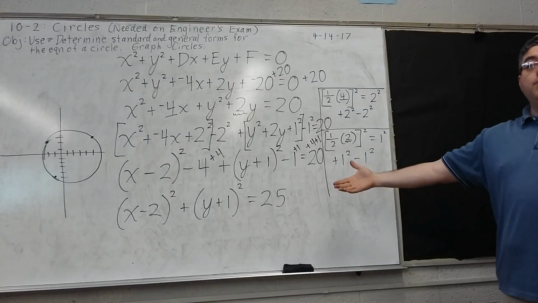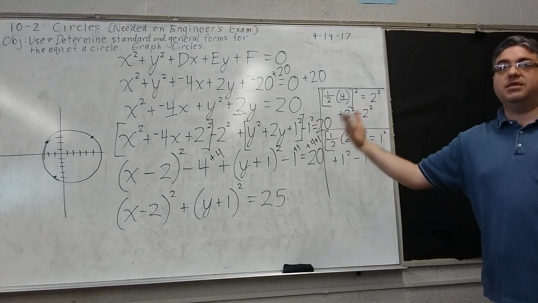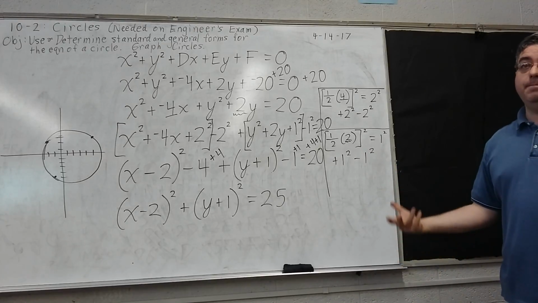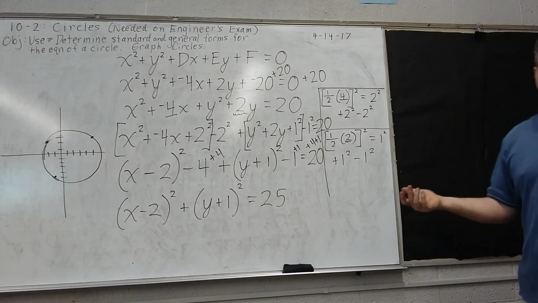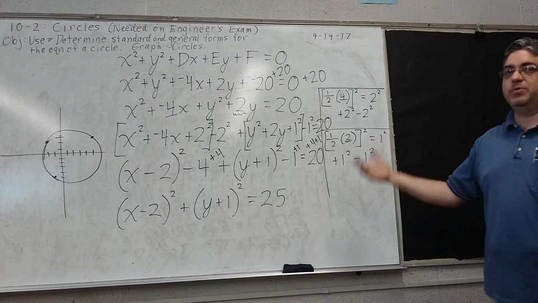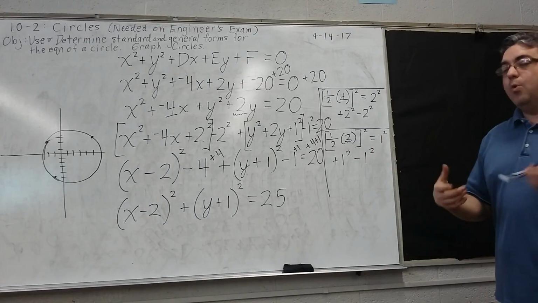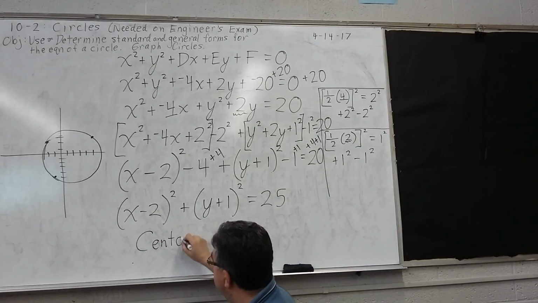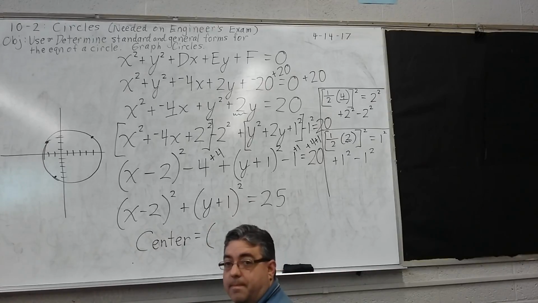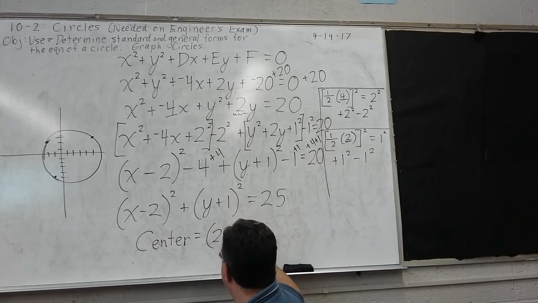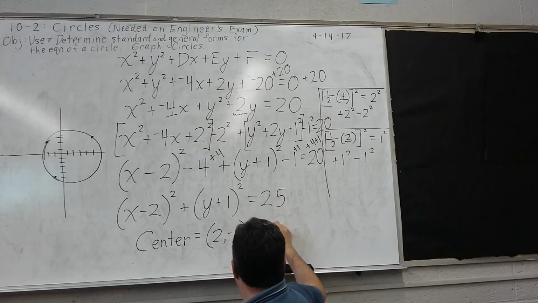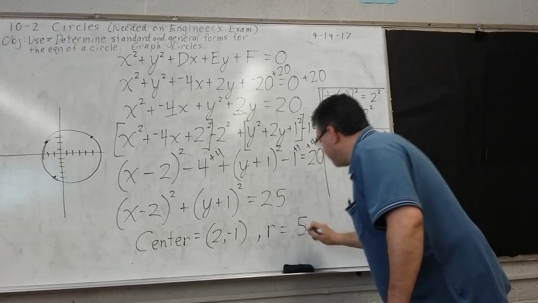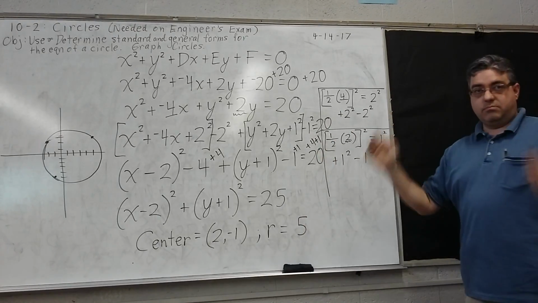And this is in a form where we actually can see the center and radius. Or we can see the center and we can figure out the radius. We don't actually have the radius sitting in front of us, but we can figure it out. So what is the center? 2, -1. And what is the radius? 5. And that's it. This one's done.